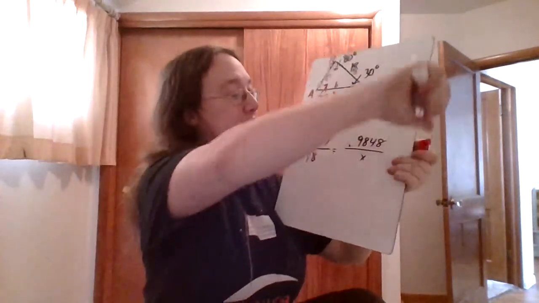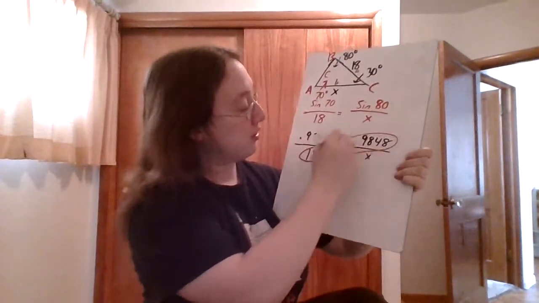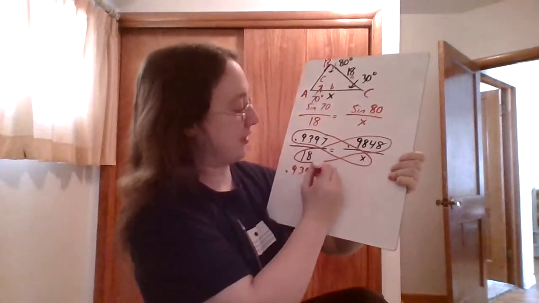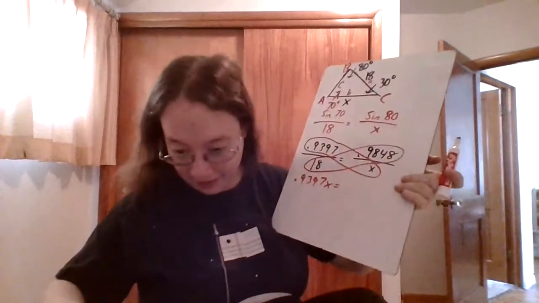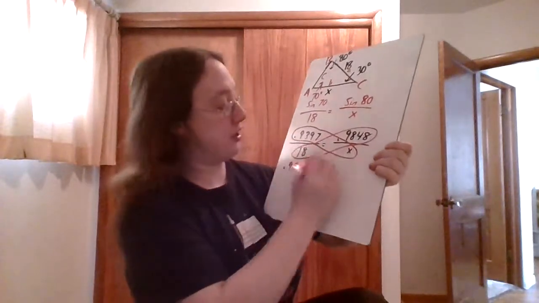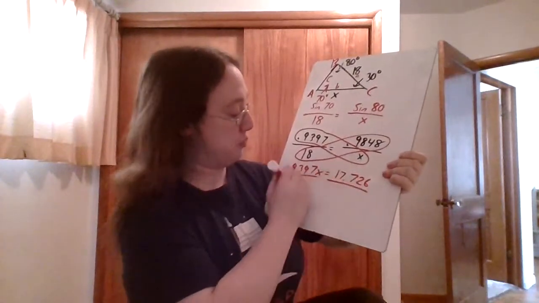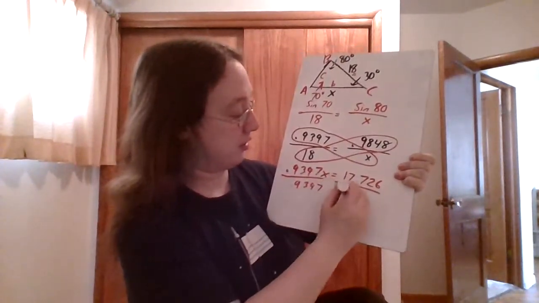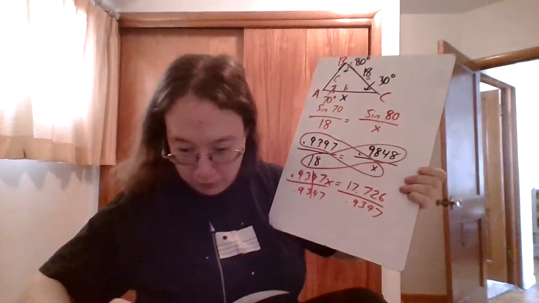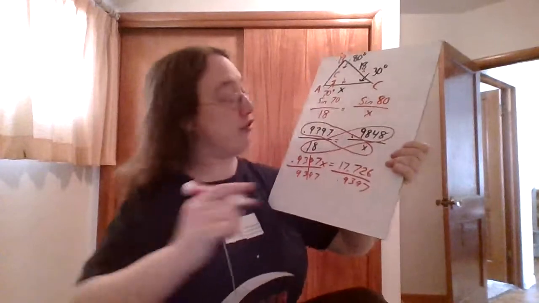So now we're just going to take that, and these. And we've got 0.9397x equals whatever 18 times 0.9848 is, 17.726. And then we're dividing by that 0.9397. Gives you about 18.86.